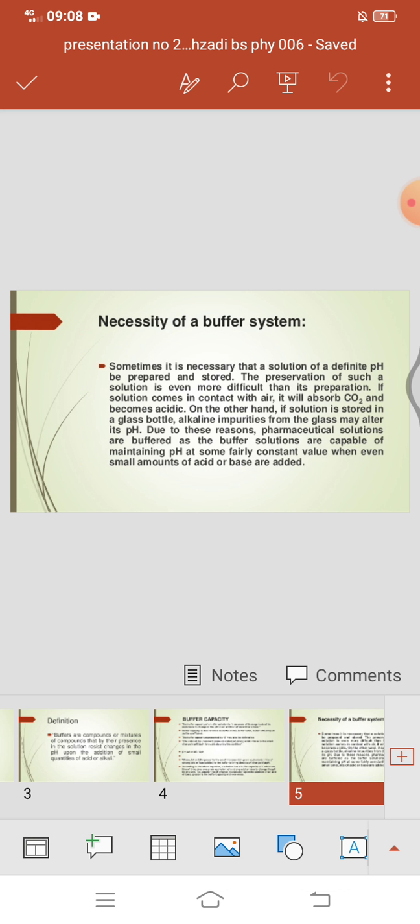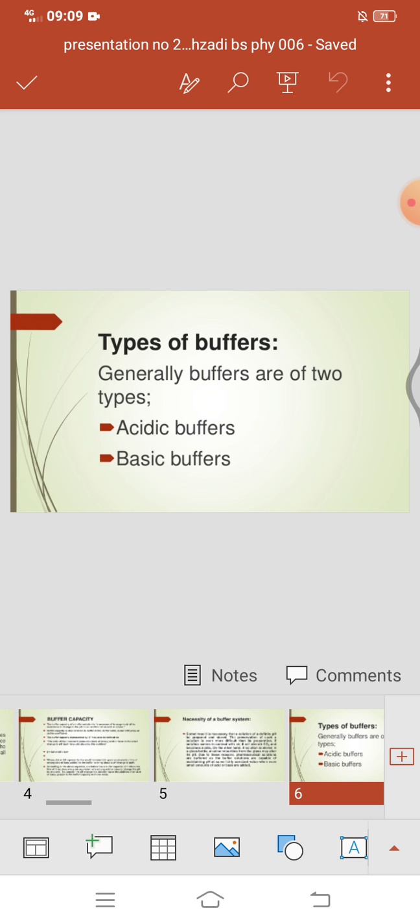If the solution comes in contact with air, it will absorb carbon dioxide and become acidic. On the other hand, if the solution is stored in a glass bottle, alkaline impurities from the glass may alter its pH. Due to these reasons, pharmaceutical solutions are buffered, as buffer solutions are capable of maintaining pH at some fairly constant value even when small amounts of acid or base are added.